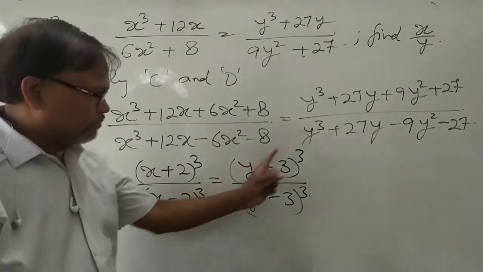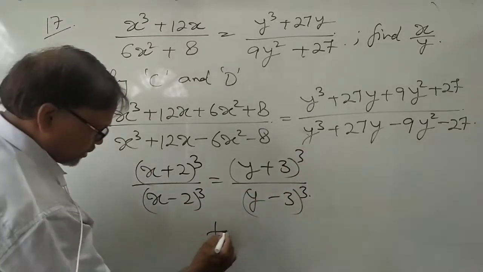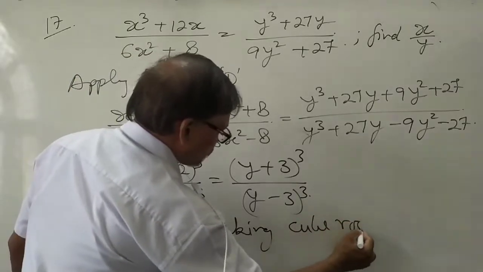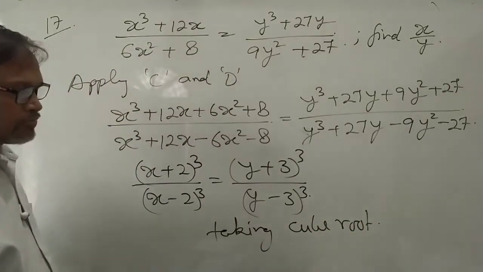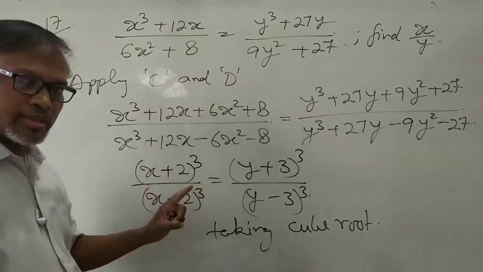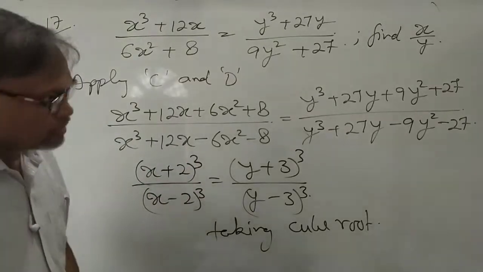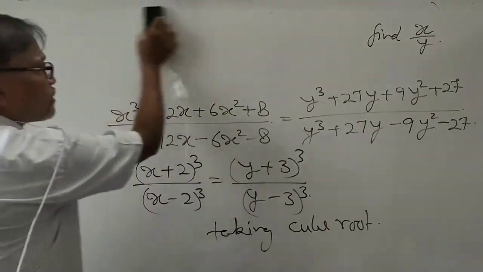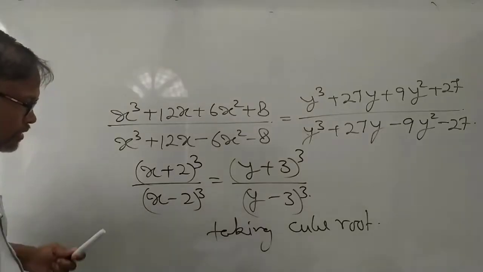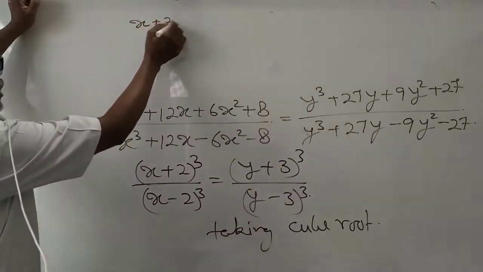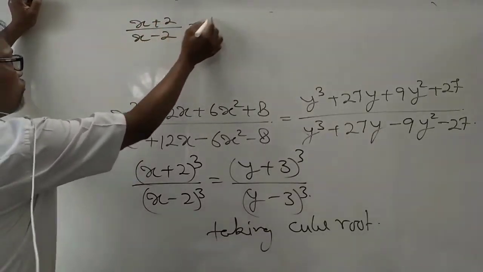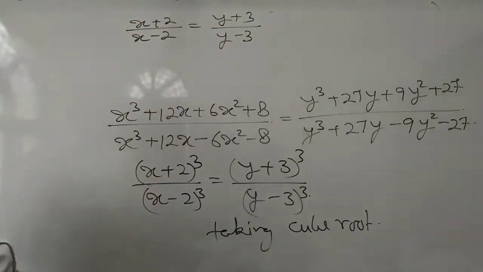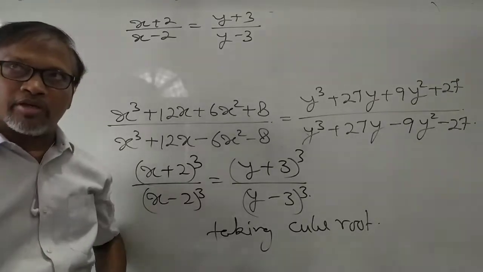In every term having the cube, so what will you write? Taking cube root, not cube, cube root. Cube root means power 1 by 3. If you multiply by power 1 by 3, you will get simply (x plus 2) upon (x minus 2) equals (y plus 3) upon (y minus 3). Clear? You have to find x upon y.